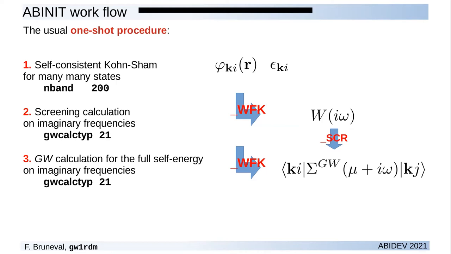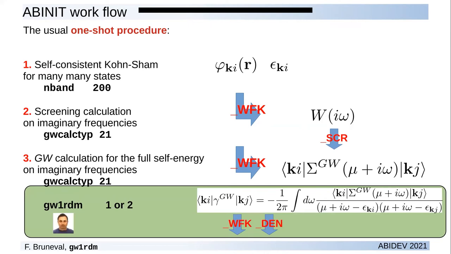And then what's new is that now we can reuse this information that we have, the GW self-energy evaluated on imaginary frequencies for all the K points and all the state indices i and j. And we can use them in order to produce the one-body reduced density matrix. And the Feynman formula is here in the white box. And this is done when you select the new input variable that Mauricio introduced, gw1rdm equal to 1 or 2. So now we have the density matrix and we can work with it.